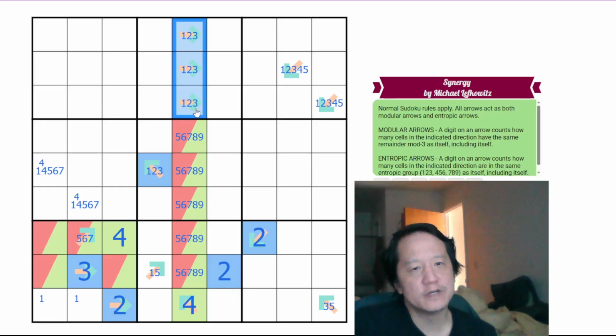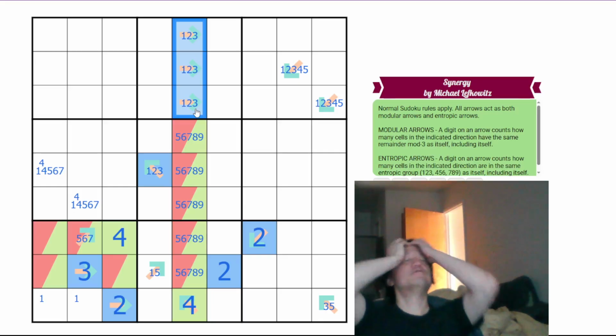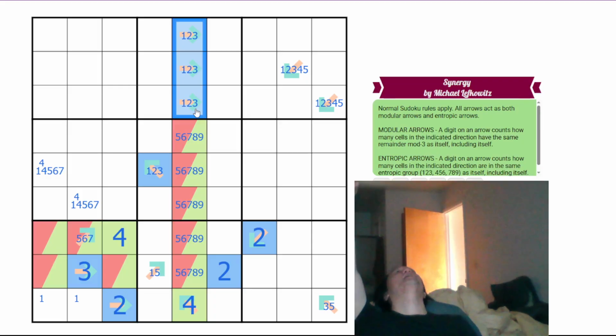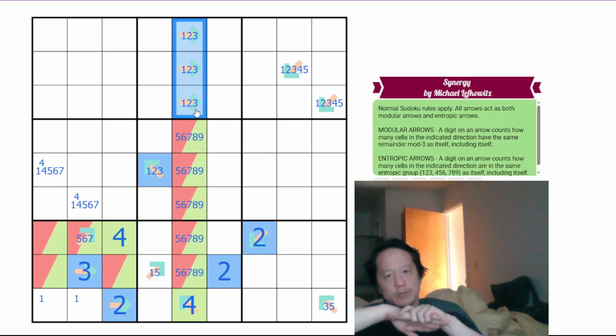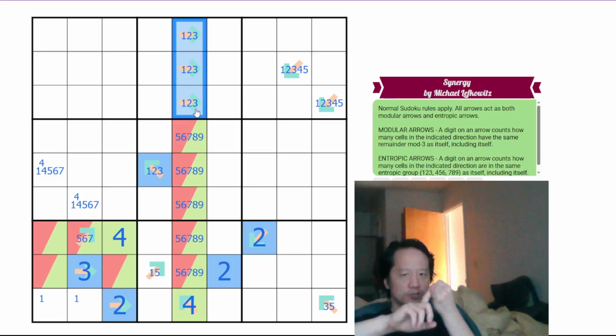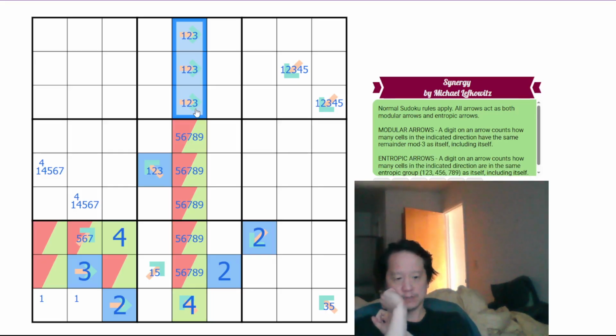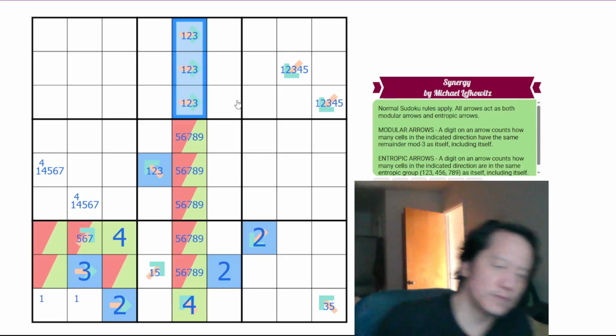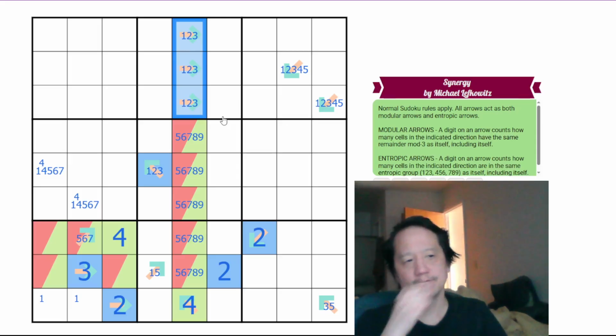One of these is guaranteed to be 3. So that means you would have to have 6 and 9 in the same row and 1 and 2 in the same row, because all 5 of the digits must be part of the modular set and the entropic set. So that's interesting.